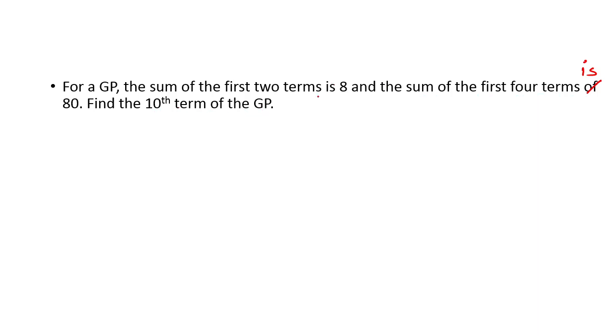Now to find out the 10th term, we basically should know what is the nth term in general. Nth term is a into r raised to n minus 1. So from what is given to us, we'll have to find out a and r, and then I can very well find out what is the 10th term. Now what is given to us? The sum of the first two terms. So S2 is given to be equal to 8. And the sum of the first four terms is 80. So S4 is given to be 80.